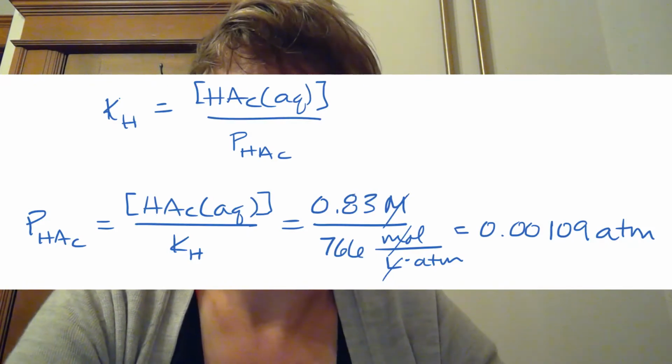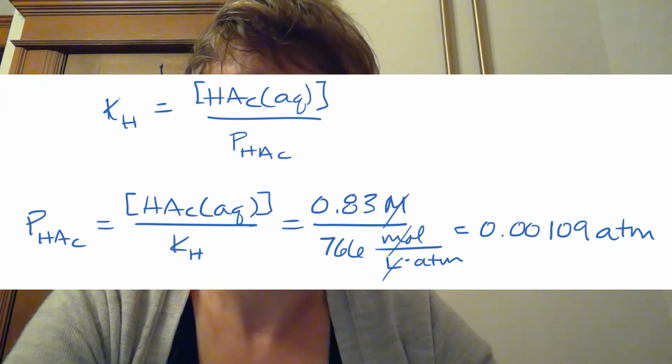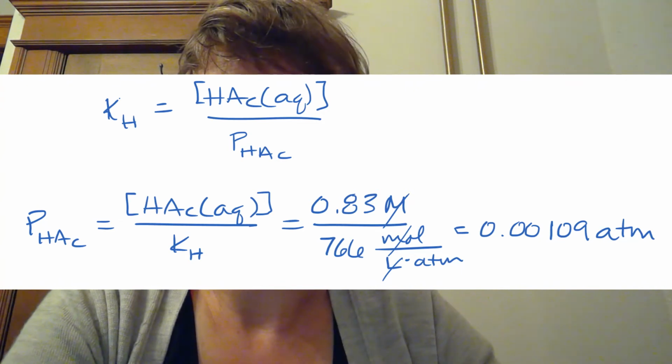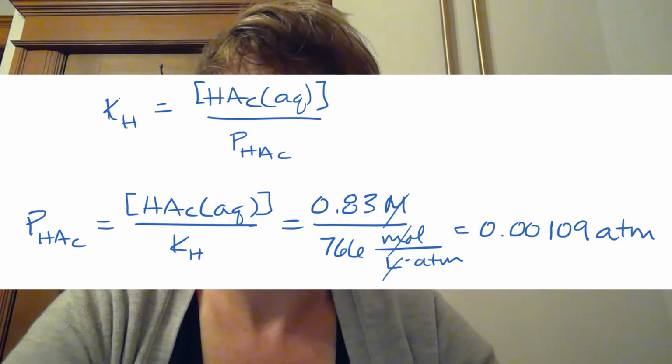So I'll rearrange and put the partial pressure of acetic acid over here on the left. And I can solve this equation, and I get 0.00109 atmospheres. So now we have an issue. So Henry's Law has enabled us to calculate the acetic acid concentration as a partial pressure. But if we want to compare it to those numbers that we saw before, we need the concentration in milligrams per meter cubed.